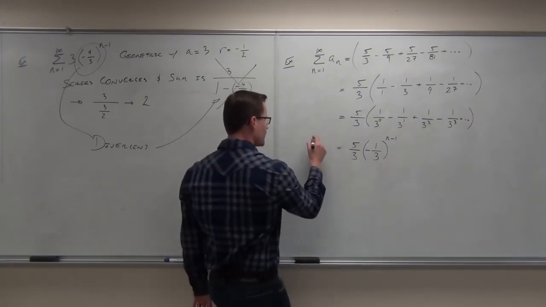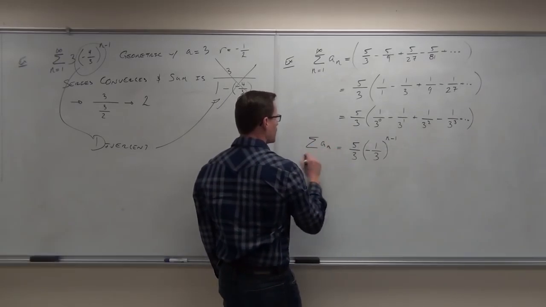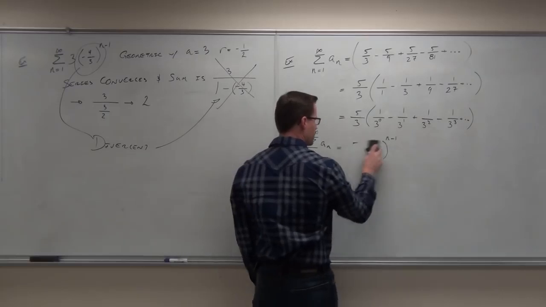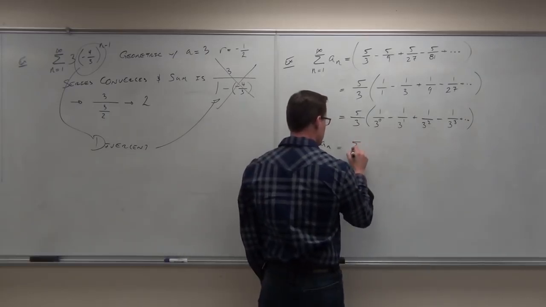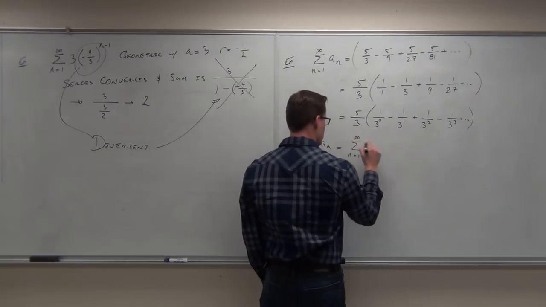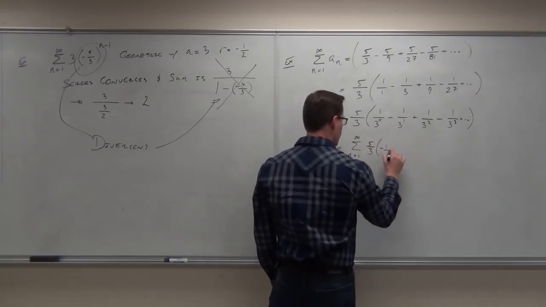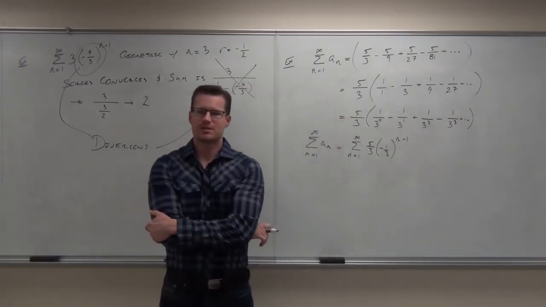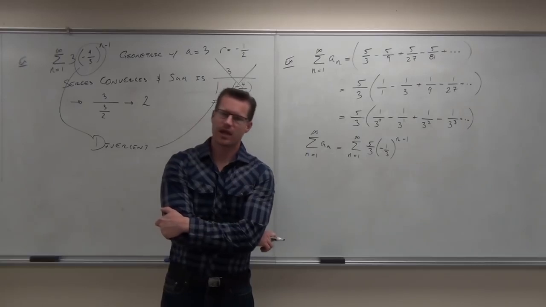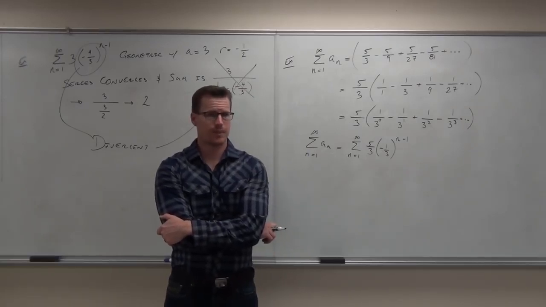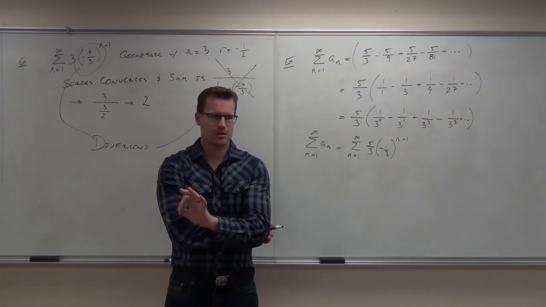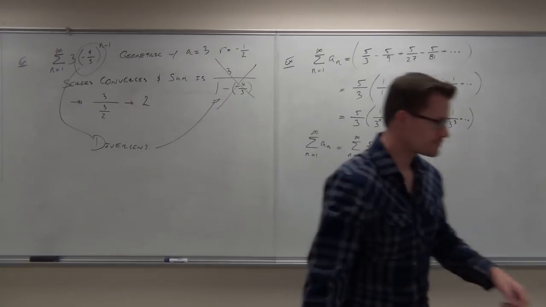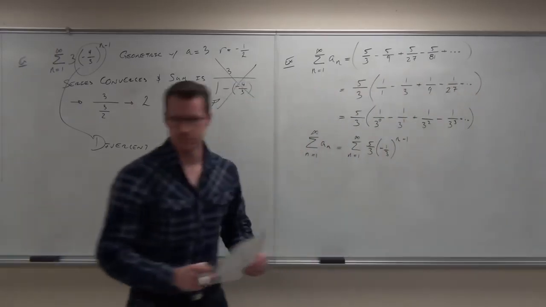Well, that's kind of cool because now I know that this thing equals this thing: 5/3, negative 1/3 to the n minus 1. Can you tell me now what type of series that is? Go ahead and discover if it's convergent. If it is convergent, find the sum. If it's not, then say it's divergent. Stop right there. Go for it.